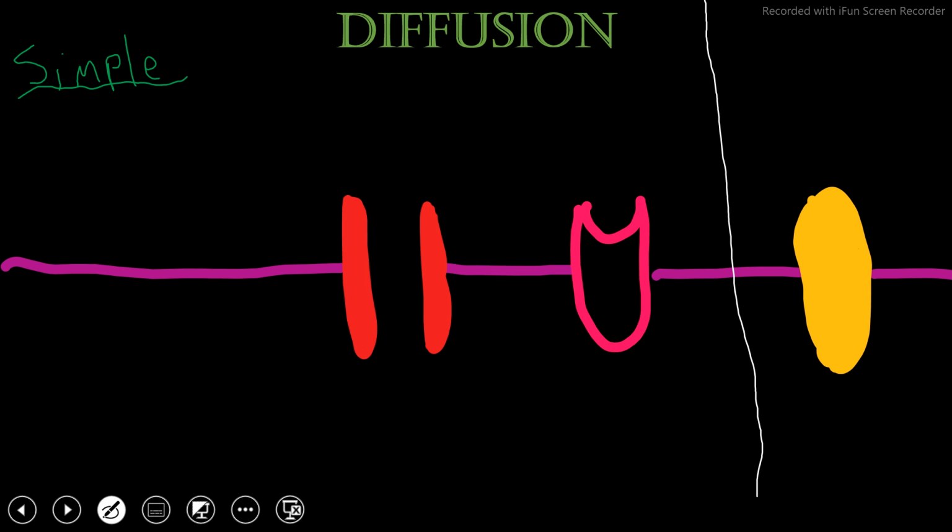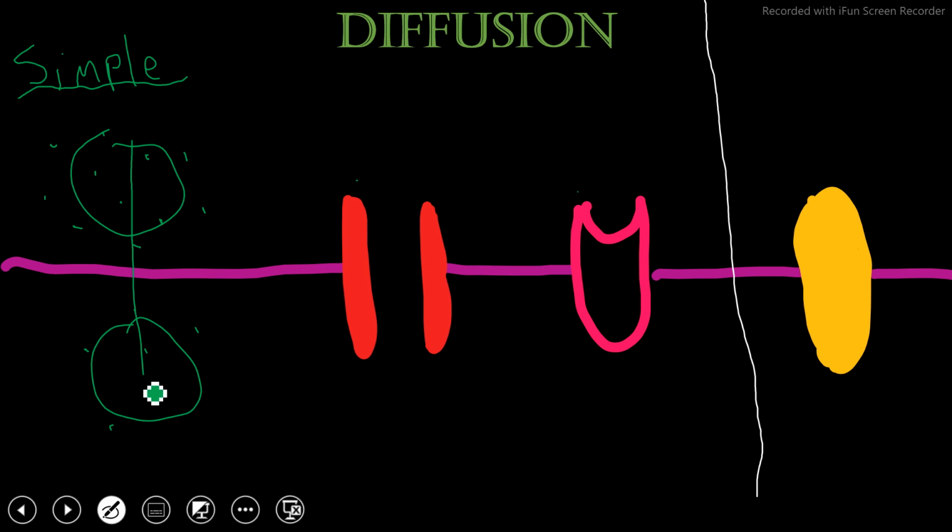Simple diffusion just means it doesn't need any of these proteins here to get across this membrane. So let's say we have a high concentration of solute up here, and then a lower concentration of solute down here. The whole goal of these solutes is to get an equal concentration on both sides of the membrane. So when there's a higher concentration here and a lower concentration here, the movement of solutes is going to go from high to low.